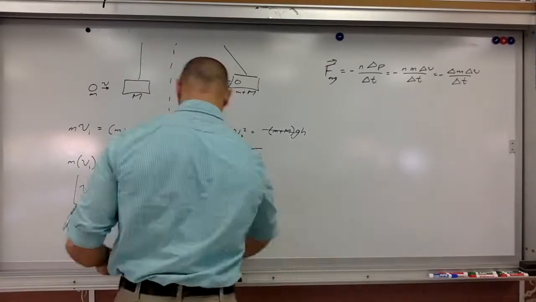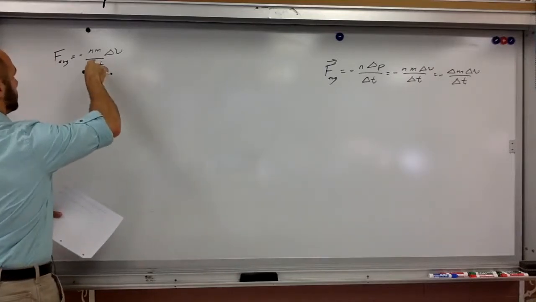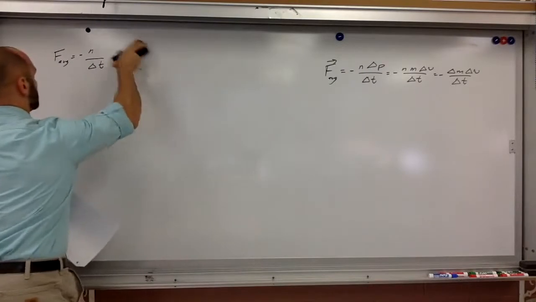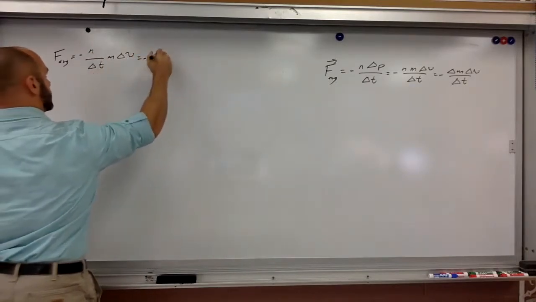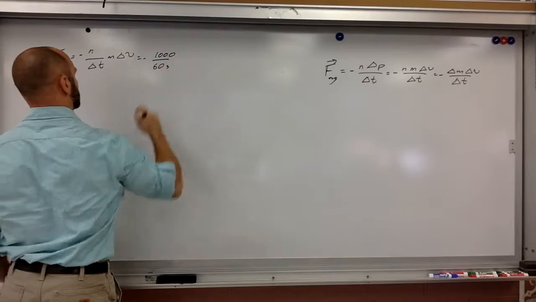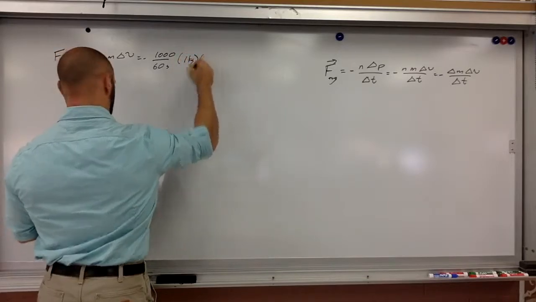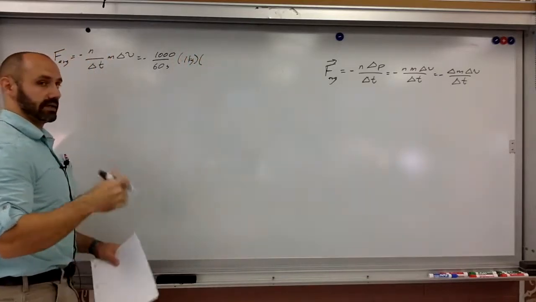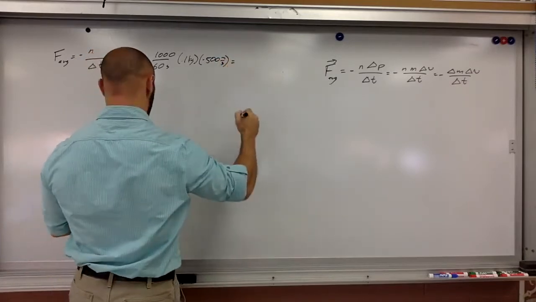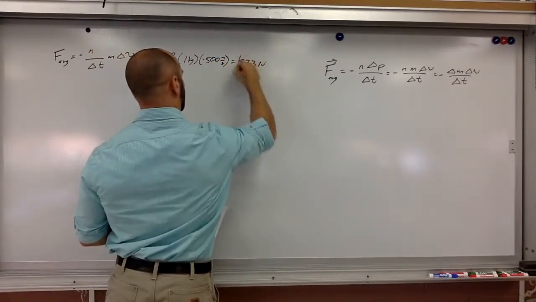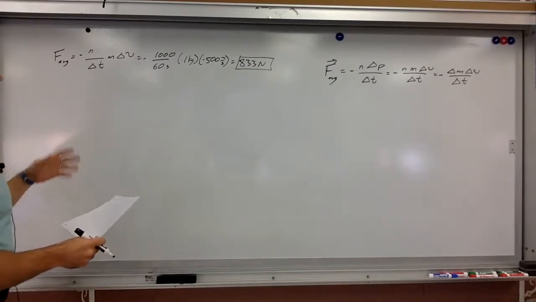All right. So I'm going to set it up this way. Or rather, I think this would be better. And m delta v. So I've got n over delta t because I know I've got 1,000 bullets per 60 seconds. Right. The mass of each one is 0.1 kilograms. And the change in velocity in this case is negative 500 meters per second. Right. So this is going to be 833 newtons. That's it.